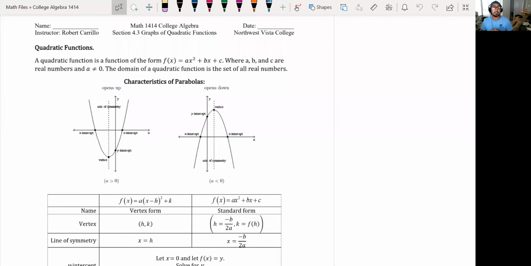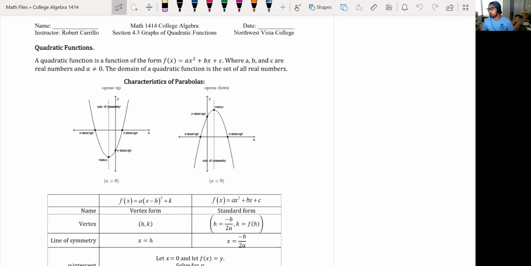Welcome everybody. This is 4.3 graphs of quadratic functions. So today we will learn characteristics of a quadratic function and its graph and complete the square to put it into vertex form to find the vertex and find a bunch of other goodies that we will cover. So a lot of work for these problems. Okay, so let's get started.